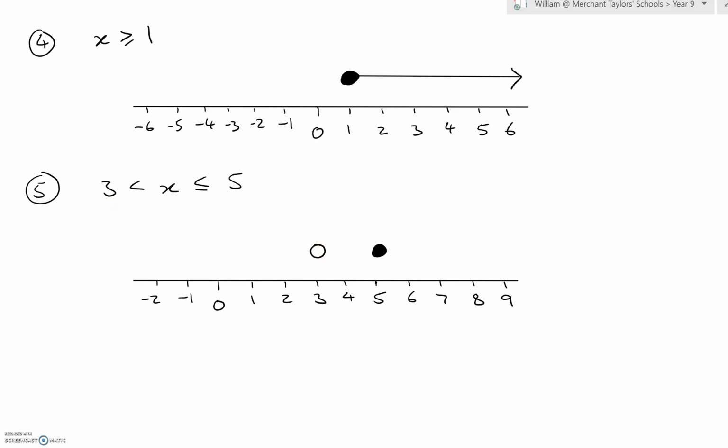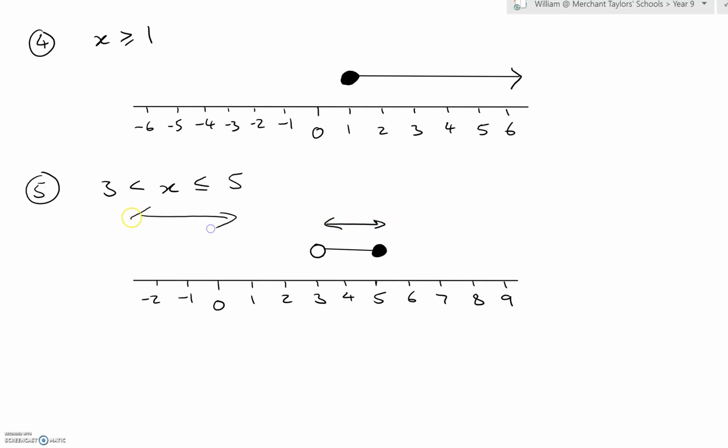So we would get our ruler out and this time connect our two circles. Hopefully more neatly than me. Something like this. And that shows that x can have any value that is bigger than 3, which is going this way, but also it has to be less than or equal to 5, so that sandwiches it between these two values. Okay, so that's how it looks.